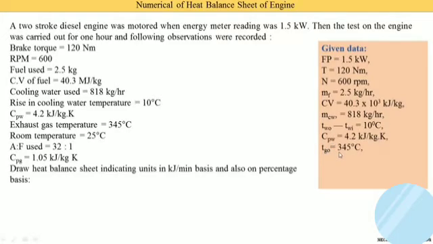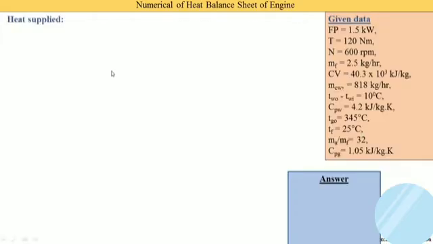Exhaust gas temperature TGO 345. Room temperature TF 25 degrees centigrade. Mass of air upon mass of fuel is equal to 32, because here air upon fuel is given, 32 divided by 1, so answer is 32. Specific heat of gas 1.05, and we need to find out the various heat balance, means what is the heat supply, what is the brake power, what is the heat loss in cooling water, what is the heat loss in exhaust gases and unaccounted losses. So first we find out heat supply, okay.